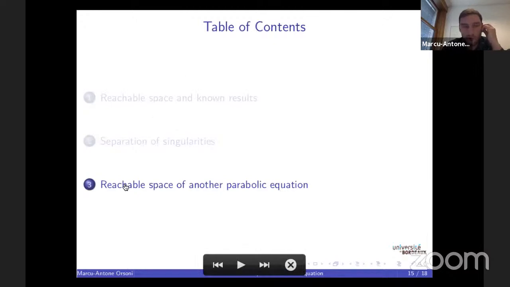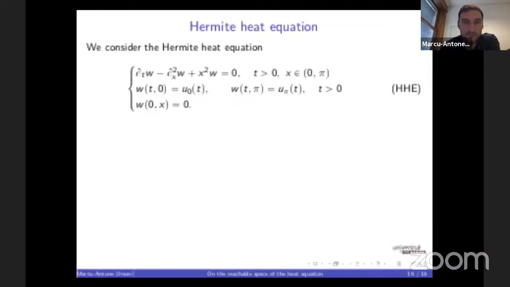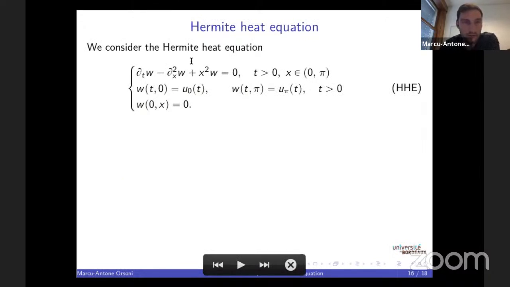I will talk now about the reachable space of another parabolic equation, namely the Hermite heat equation. So we replace the Laplacian by the harmonic oscillator, which is here. And we take this equation on 0 pi, so the one-dimensional Hermite heat equation with Dirichlet boundary control at both ends. And so we denote by RHH its reachable space.